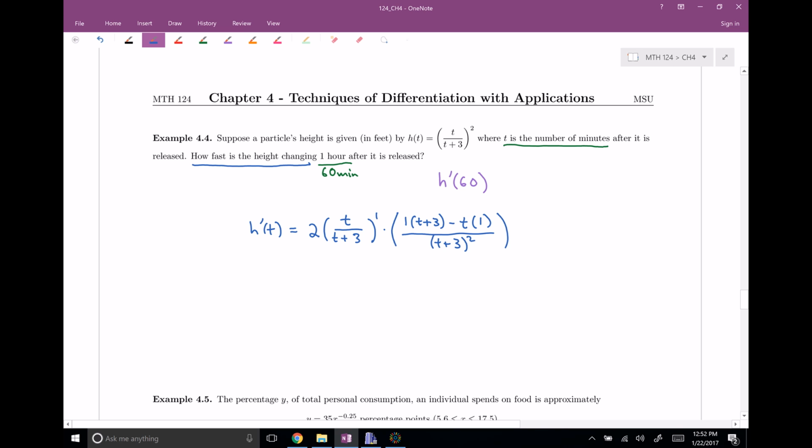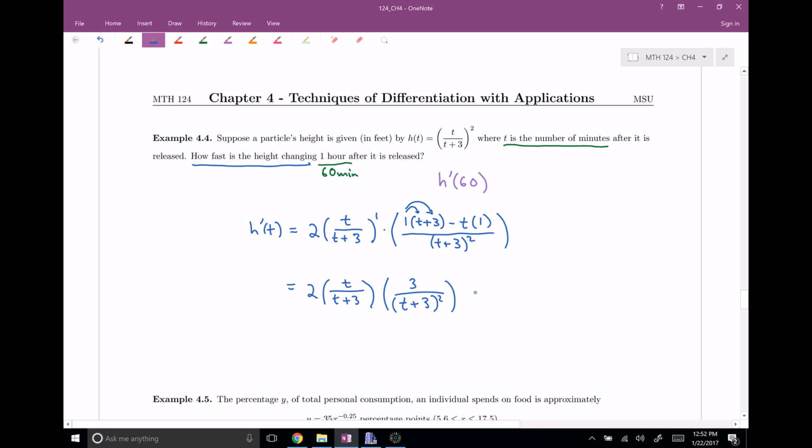And there we are. Now we can go ahead and simplify this. So 2, of course, when things get raised to the first power, that's just itself here. And then let's see, distribute the 1, really that doesn't do anything. And so I have t plus 3 minus another t. So that's just going to be a 3, right? Because the plus t and the minus t cancel out. And then t plus 3 quantity squared.